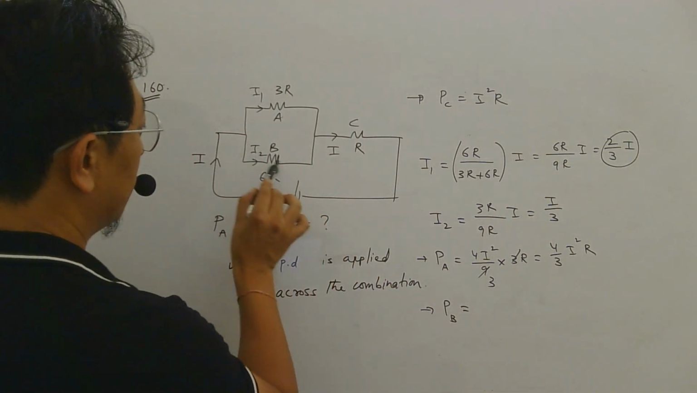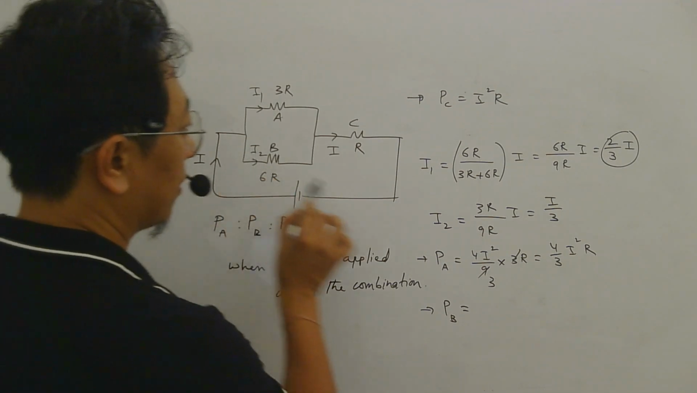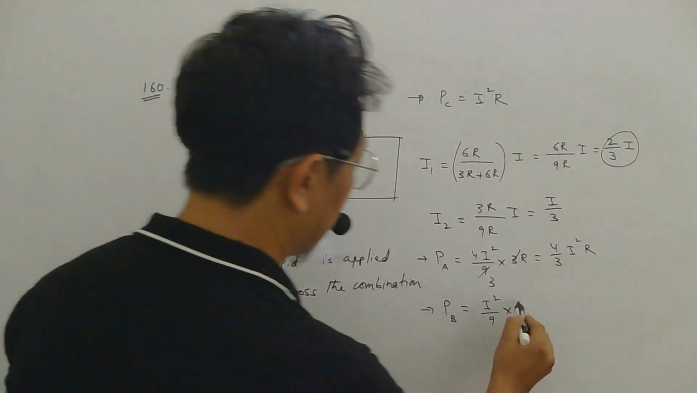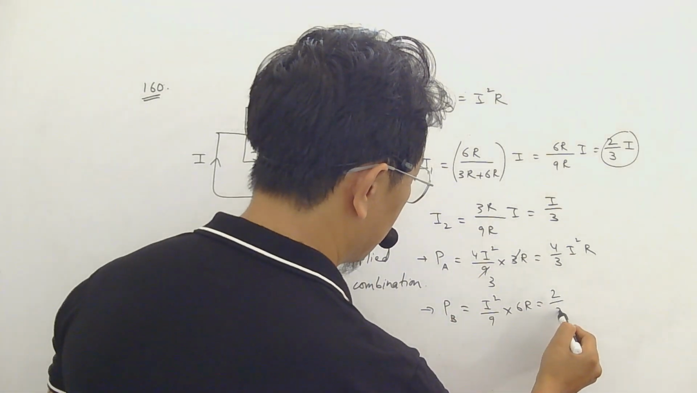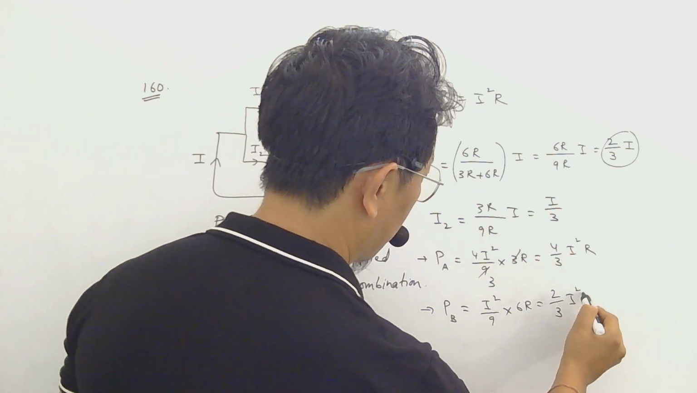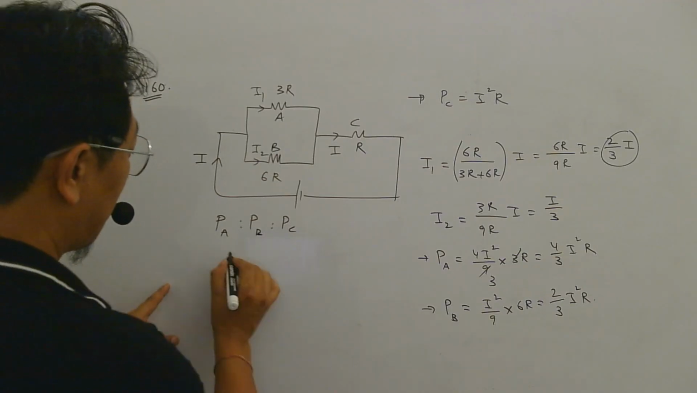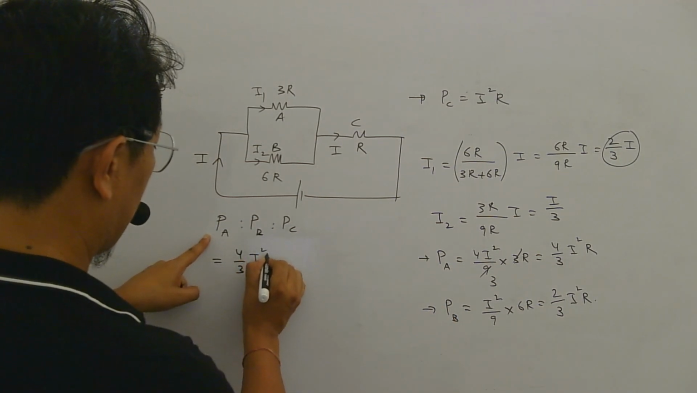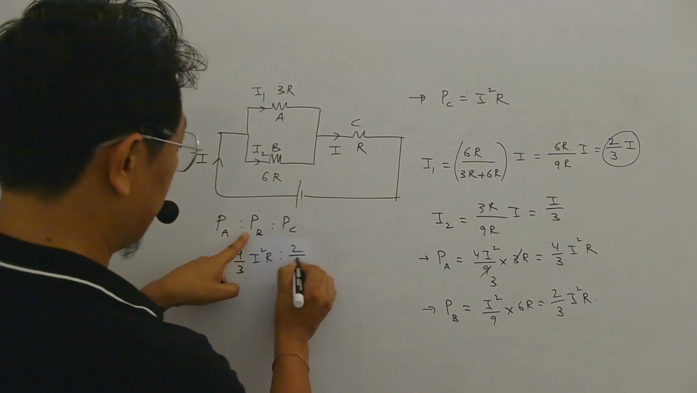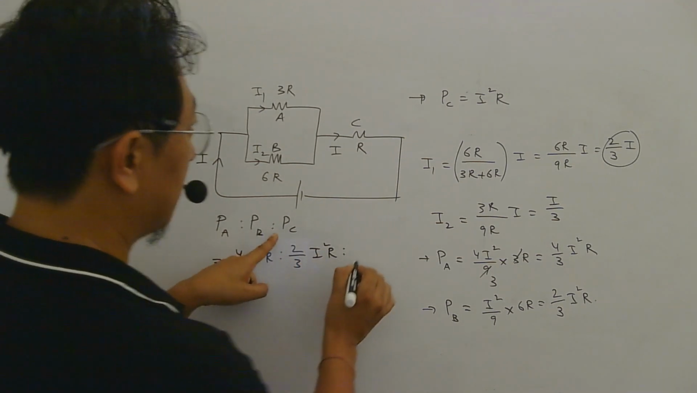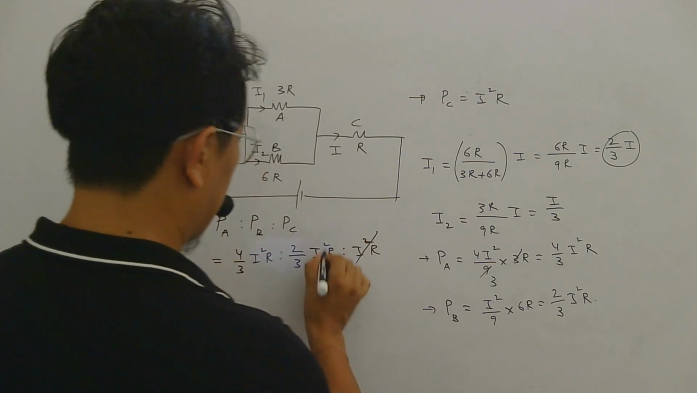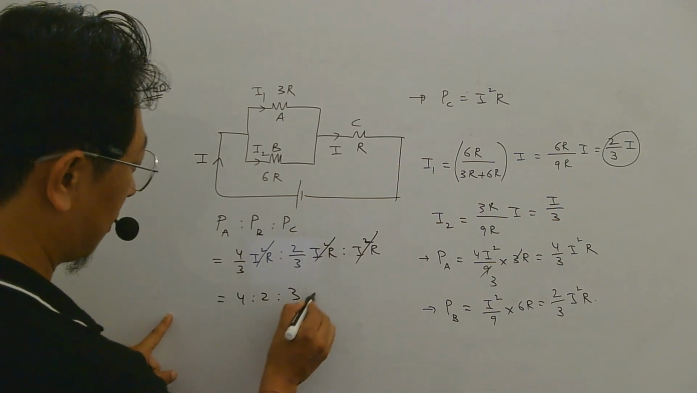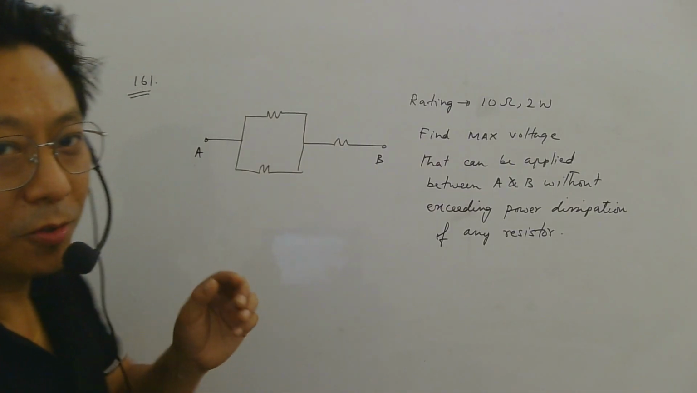I square into resistance of this. What is I2 square? I2 square will be I square by 9 into resistance of this, which is 6R. So 3 3s are 9, then I square into R. So now if I find the ratio, PA is 4 by 3 I square R, PB is 2 by 3 I square R, and PC is I square R. I square R will cancel everywhere, multiply with 3, 4 is to 2 is to 3. Okay? Okay, let us see question number 161.